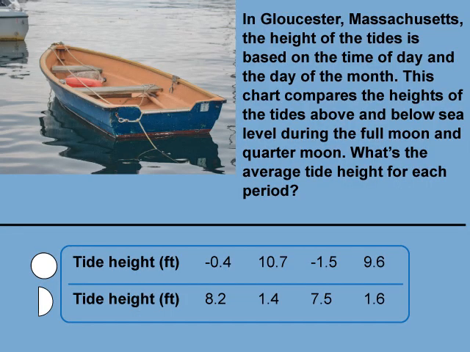In Gloucester, Massachusetts, the height of the tides is based on the time of day and the day of the month. This chart compares the heights of the tides above and below sea level during the full moon and quarter moon. What's the average tide height for each period? Use the mean formula to find the average height for each phase of the moon. Let's start with the full moon.